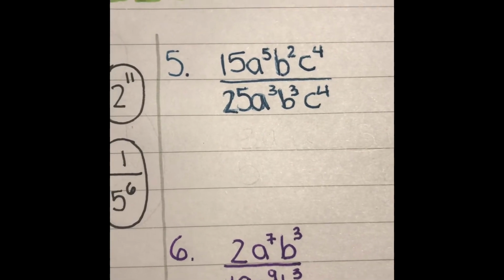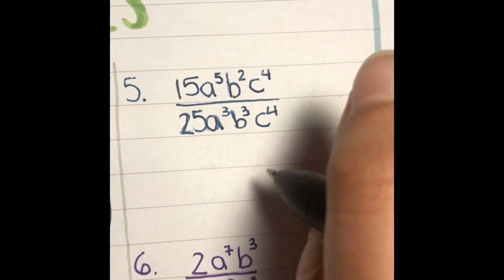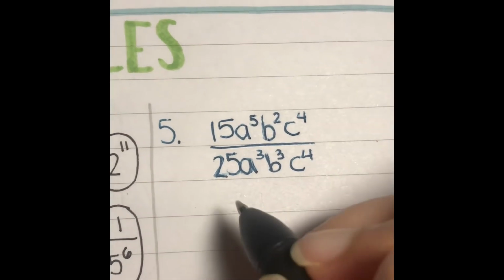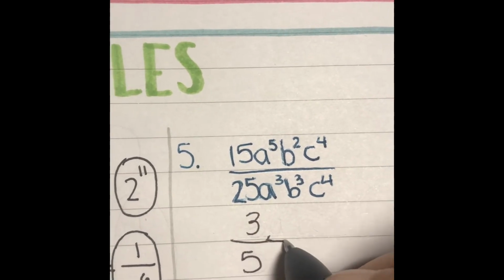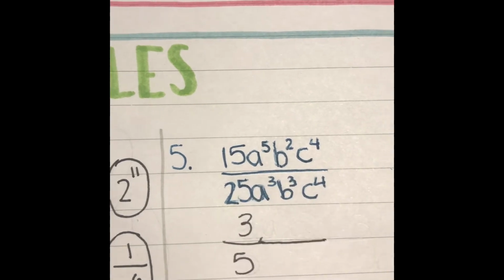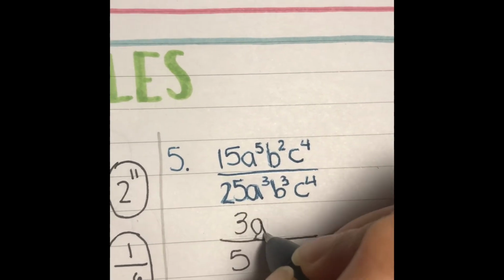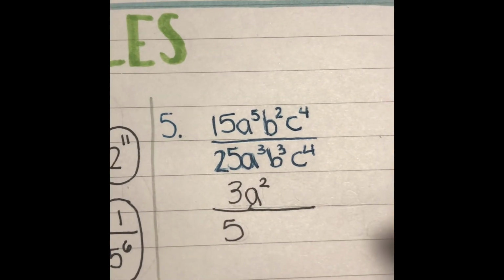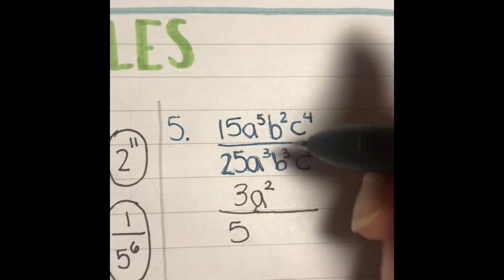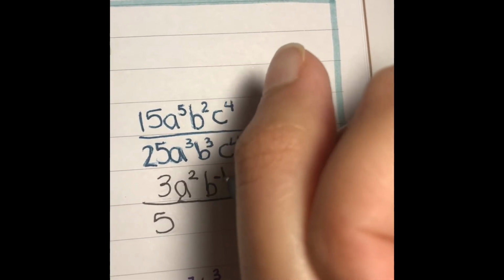And then our next one is another fraction. 15 divided by 25 is obviously just 3 over 5. And then we actually get to our exponents, so 5 minus 3, since you're dividing, is just a squared, or a to the 2nd power. And then this one, since you're dividing b squared divided by b cubed, you would get b to the negative 1. So that is for your b exponent.